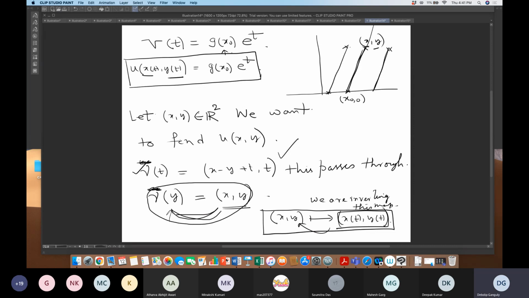Yes, you can take any curve, but we know that v takes the value g(x naught) e to the power t only along this straight line. So for any other curve, you don't know the value of v along it. You know the value of v only along the straight line with slope 1. Do you understand? So any curve will not work. You have to find some gamma(t) which is a straight line passing through the point (x, y).